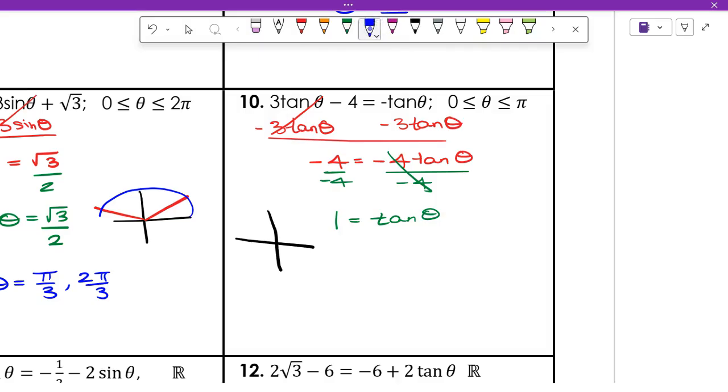All right, 0 to pi would be from this side to this side. And again, tangent's going to be positive in quadrant 1 and quadrant 3 only. So right here is what I'm going to have over here, and that will be theta is equal to pi over 4, and exclusively pi over 4.